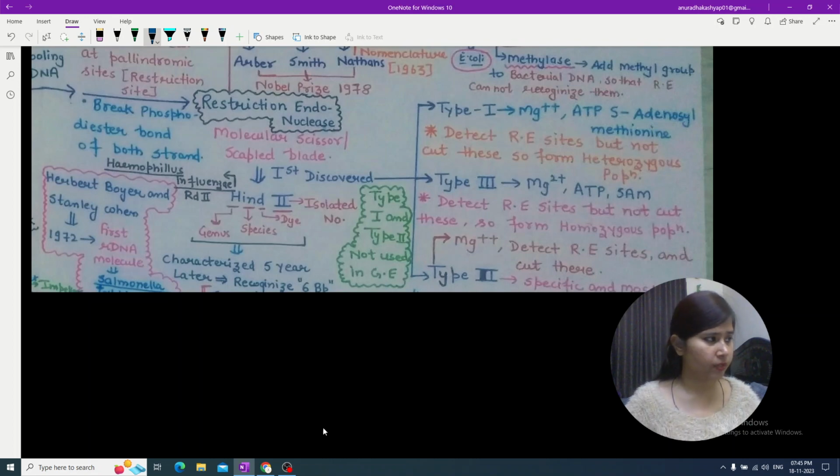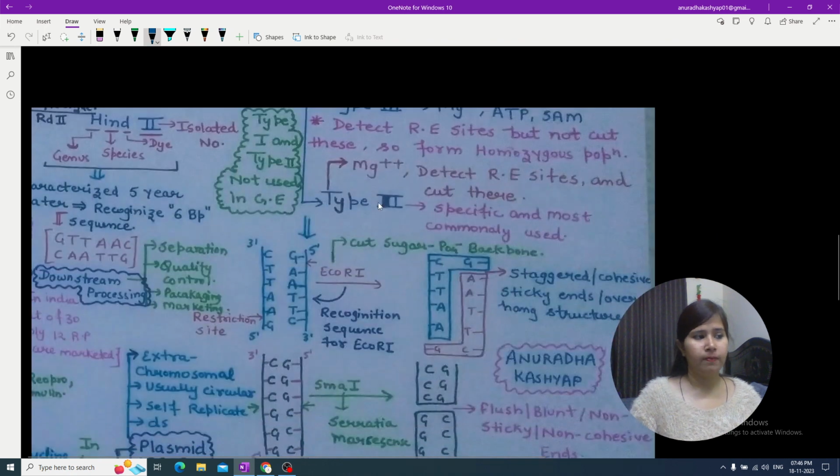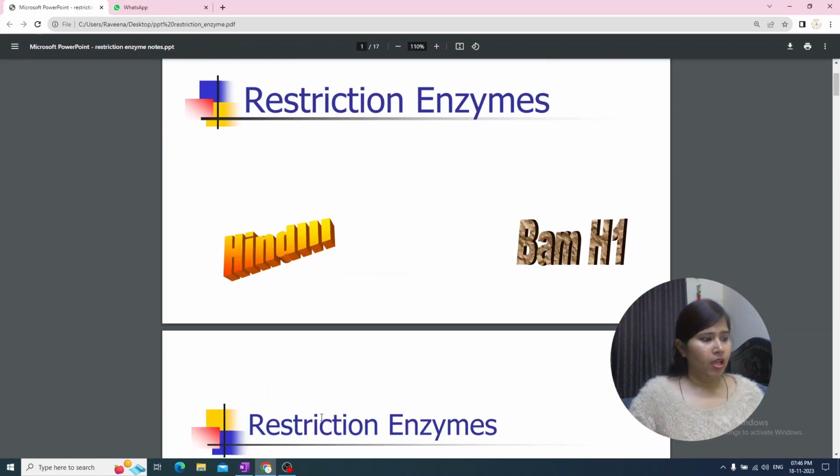So here I have already written type 1 and type 3. These are not used in genetic engineering. Okay, type 2 is the specific one and the most commonly used. Okay, now switch to presentation.